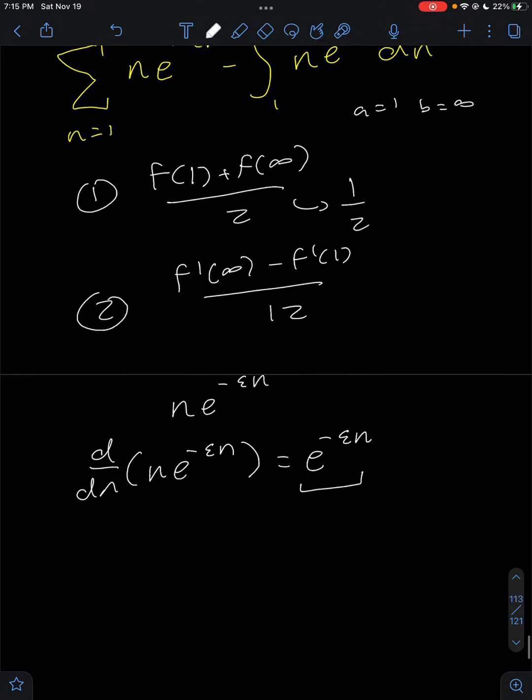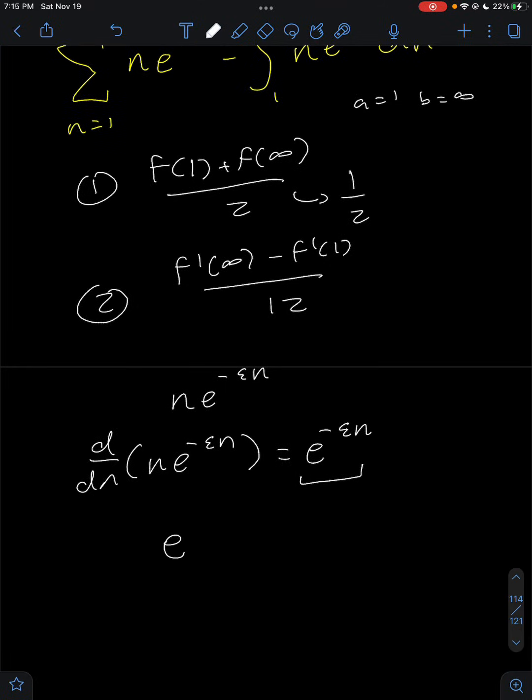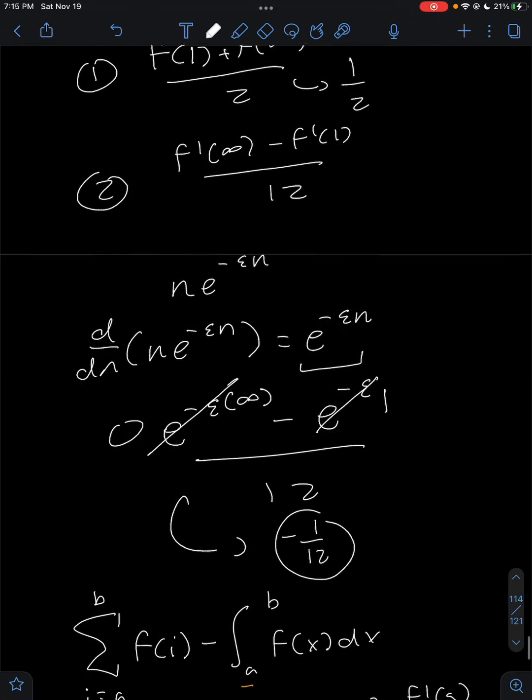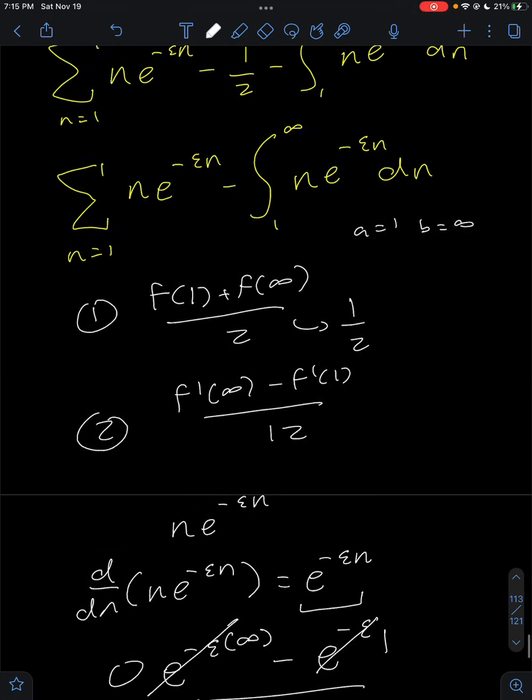We can again do the same thing here. We have e to the minus epsilon times infinity minus e to the minus epsilon, over 12. The first is going to go to 0. For the second, when we take the limit as epsilon approaches 0, this term goes to 1. So we get minus 1 over 12 for the second term. So the second term just gives us minus 1 over 12.